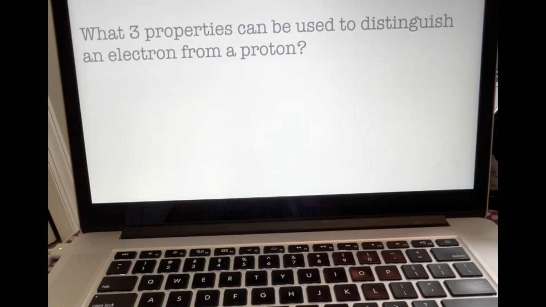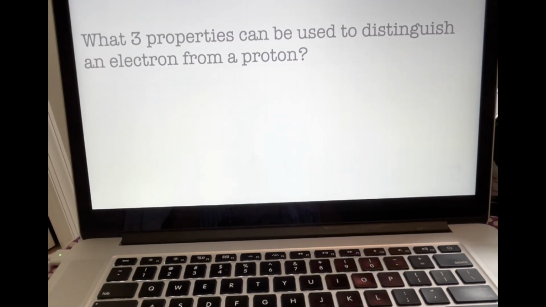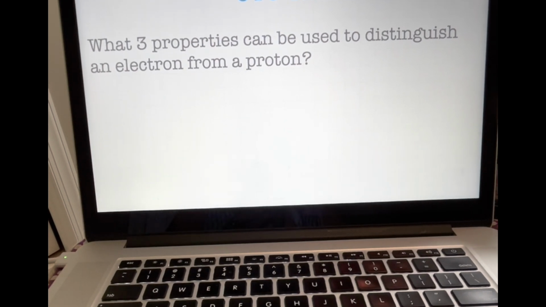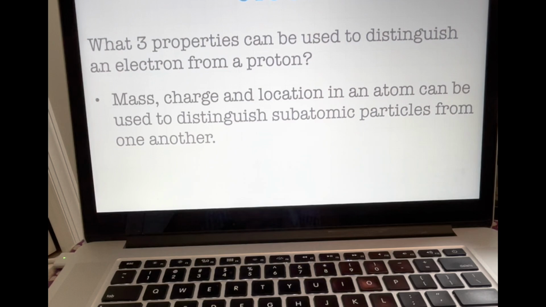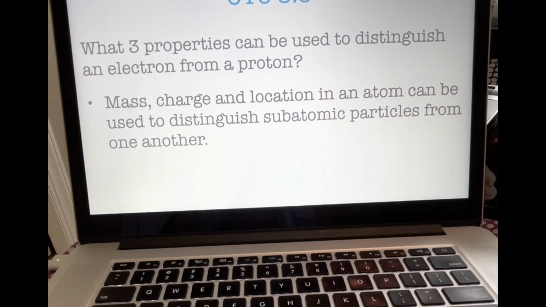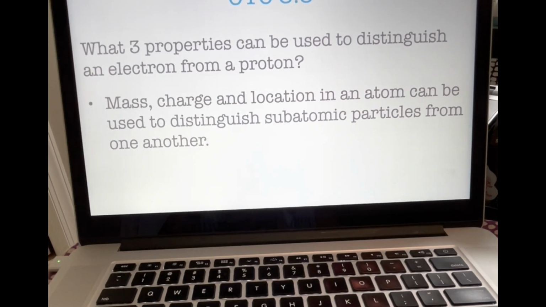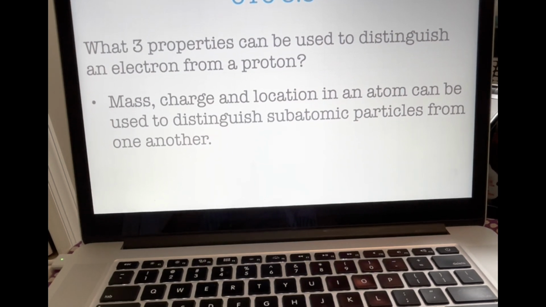On Your Own 3.5: what three properties can be used to distinguish an electron from a proton? We've talked about this. Mass, charge, and the location in an atom can all be used to distinguish subatomic particles from each other.